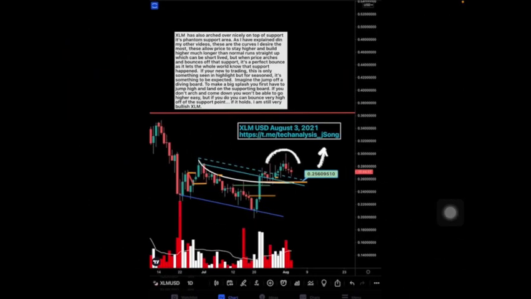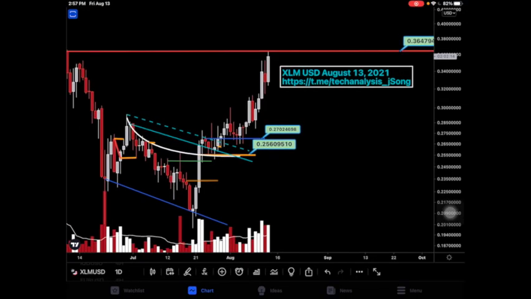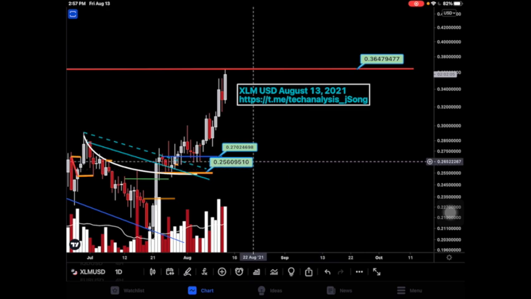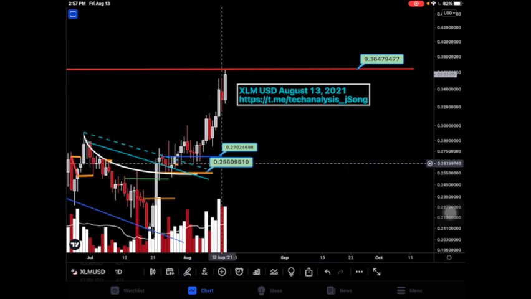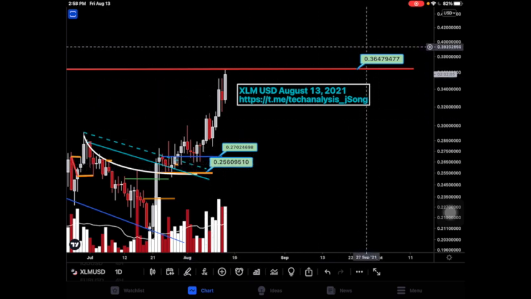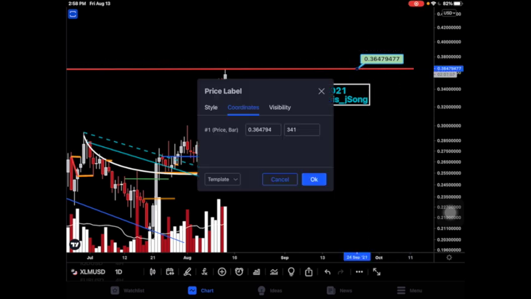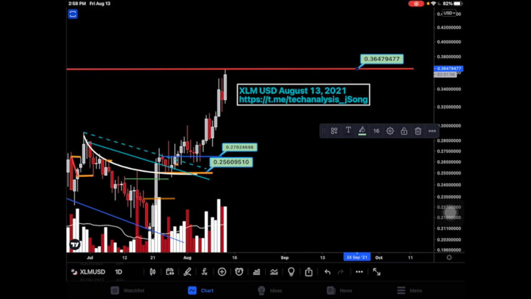Now let's fast forward to today. Okay, so XLM, as of August 13th, 2021, has hit its target. And again, this is the target that we called a while back. So this is on a daily chart, and here we are at 36,047. So that's really good. That's exciting news.